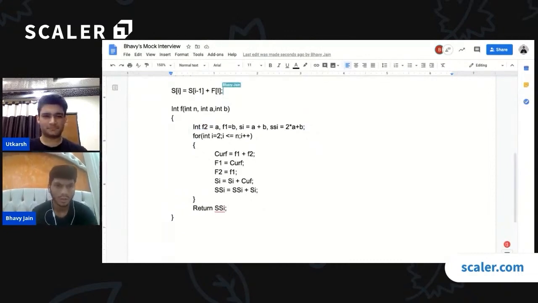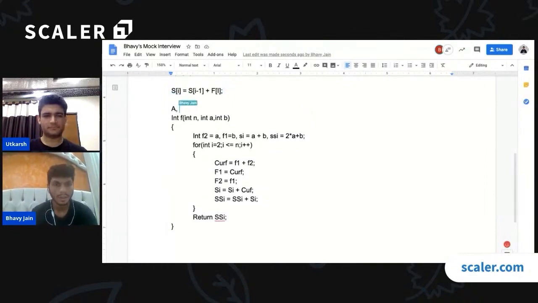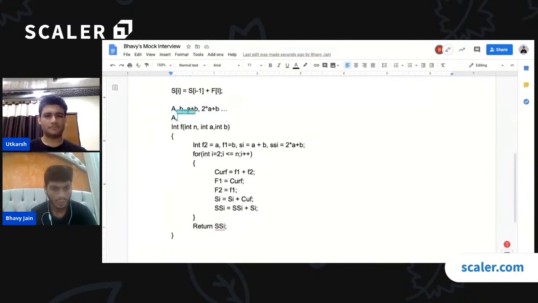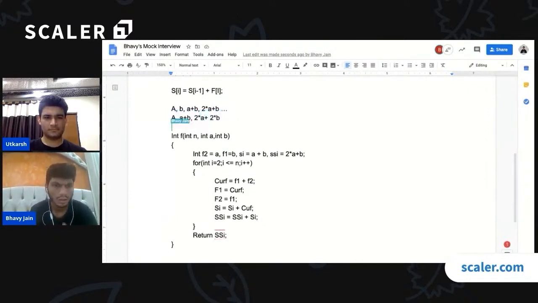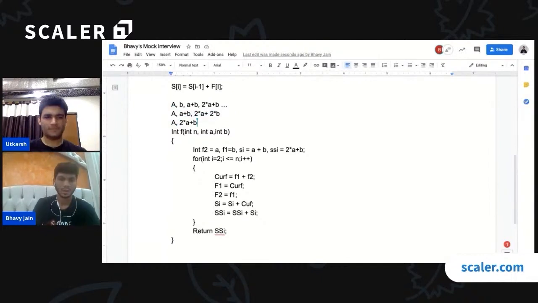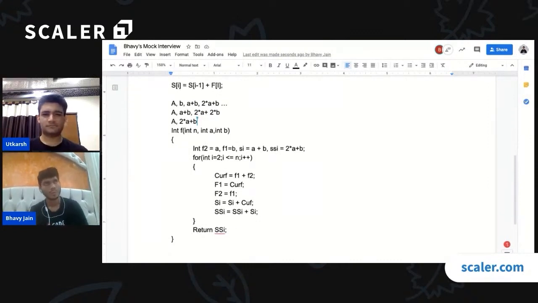Okay. So our initial series is A, B, A plus B, 2A plus B. This is our F. And S should be A plus B, 2 into A plus 2 into B, and so on. And then it should be A into A plus B. So I've initialized it correctly. And current will be the sum of Fi minus 1 and Fi minus 2. F of I minus 1, since we are updating it for the next term, should be current. And F of I minus 2 should be F of I minus 1. So we should return S of I. Logically, I don't see an issue.